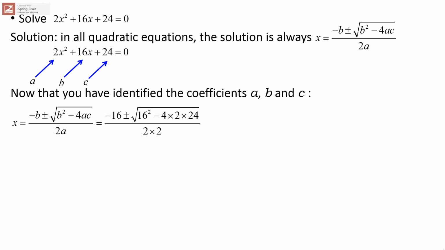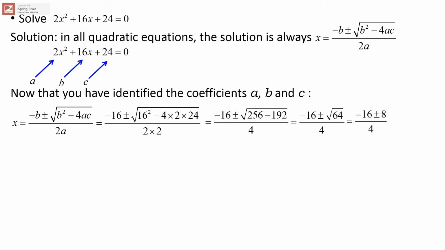Negative 16 plus or minus the square root of 16 squared minus 4 times 2 times 24, all of that over 2 times 2. We continue. Negative 16 plus or minus the square root of 256 minus 192, all of that over 4, which gives us negative 16 plus or minus the square root of 64 over 4, and the square root of 64 is 8.